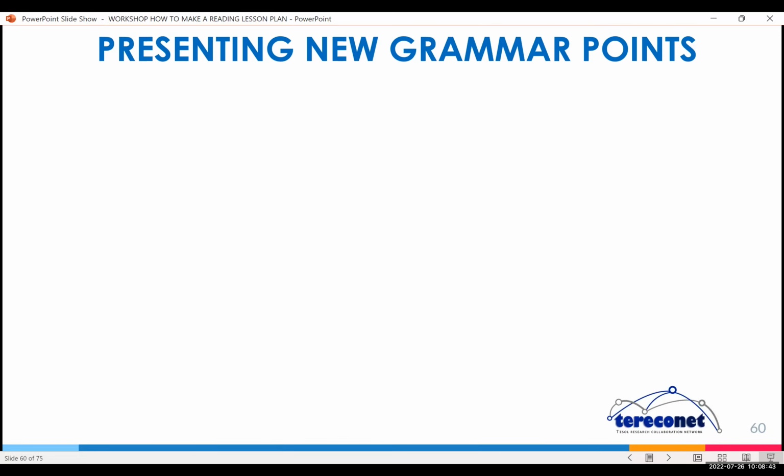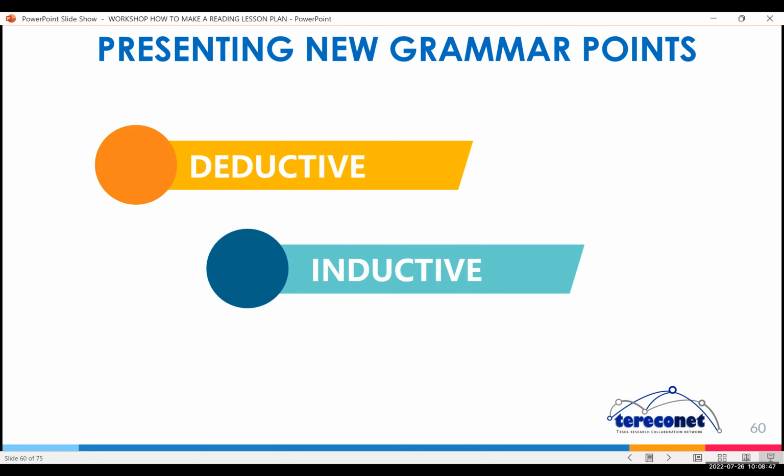Sometimes when we need to present grammar points, consider which one is better for you, deductive or inductive. Consider the time management to choose the most suitable way for you. Time management and your student learning style too.